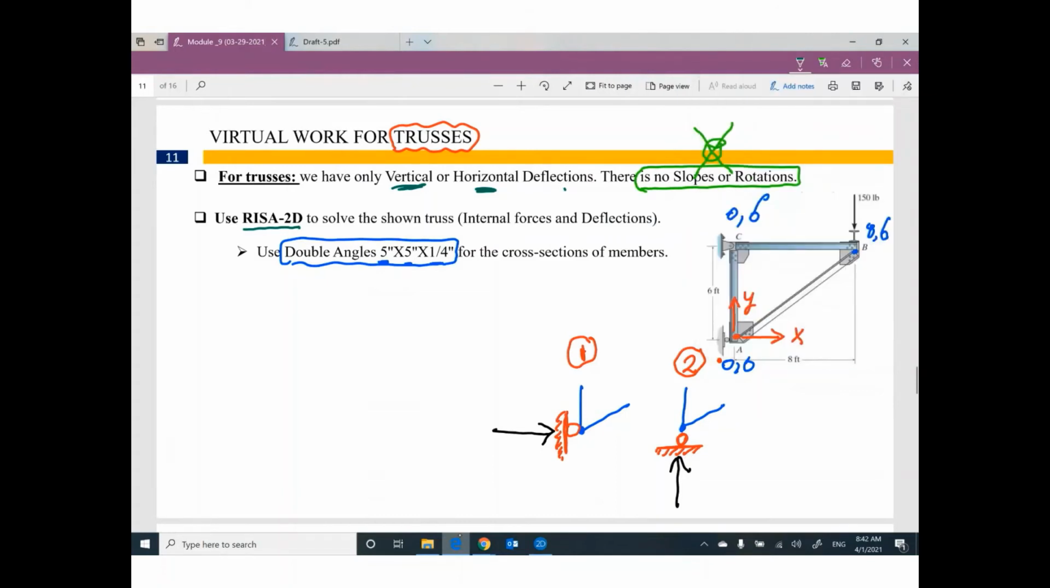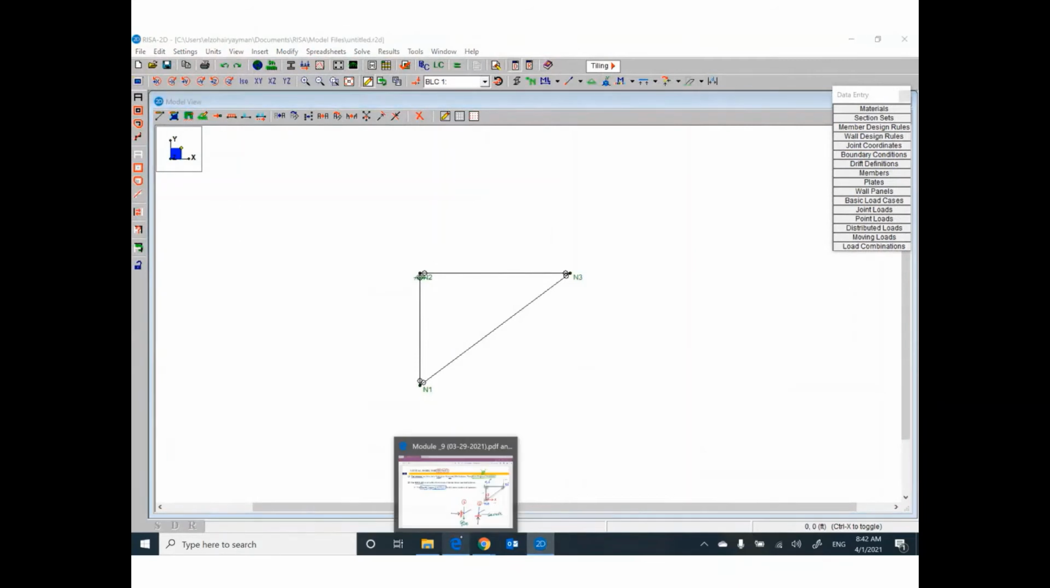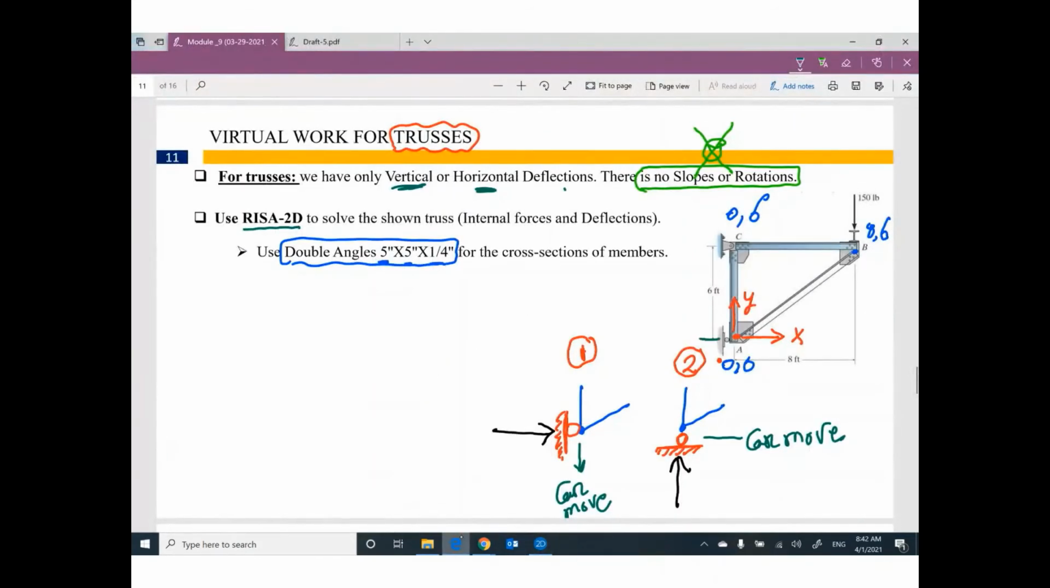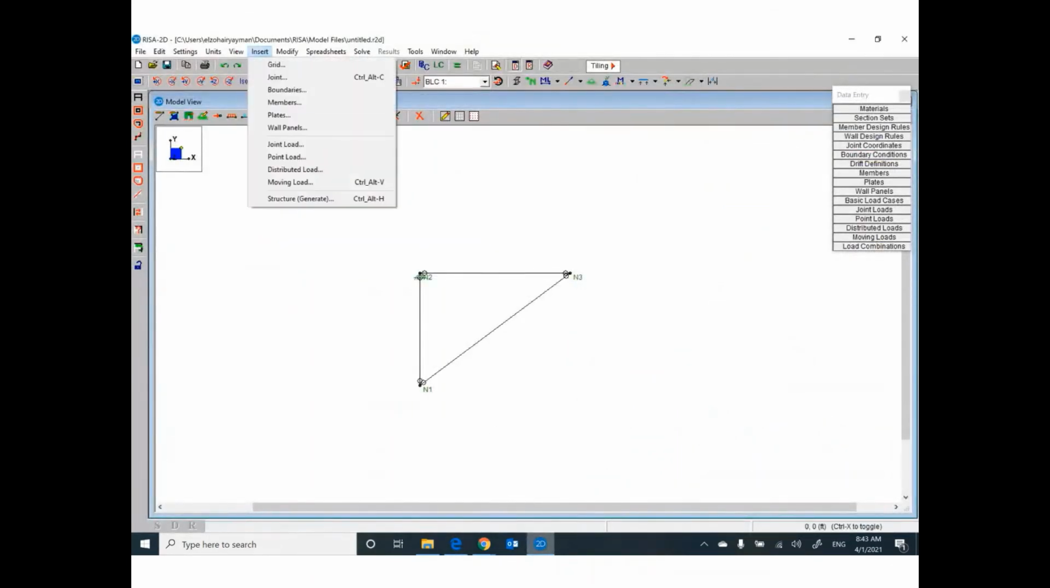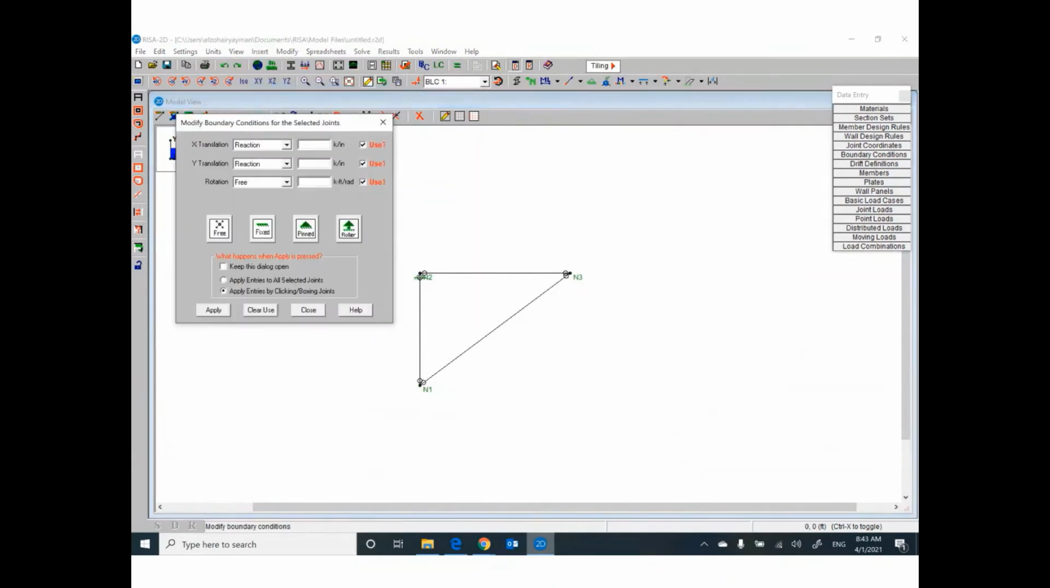This one can move vertically. This one can move horizontally. That makes sense? Looks good. So what is the case? We have a horizontal reaction and we have movement in the vertical direction. Anyway, so insert boundaries. Here is the roller.